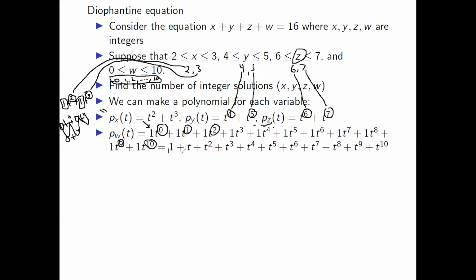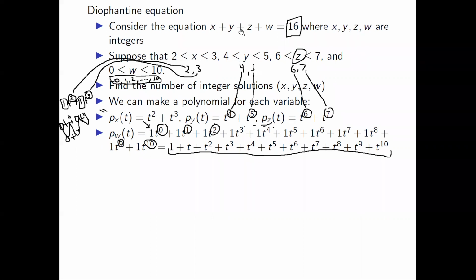So we get this polynomial, 1 plus t plus t squared plus t cubed, all the way up to t to the 10th. And that's our piece of w polynomial. Now our equation was x plus y plus z plus w equals 16. We want that to be the sum of the x, the y, the z, and the w. So just like the previous problems, we're going to multiply our polynomials together, and we're going to look for the coefficient of a certain power of t. The power of t that we want to find is t to the 16th.